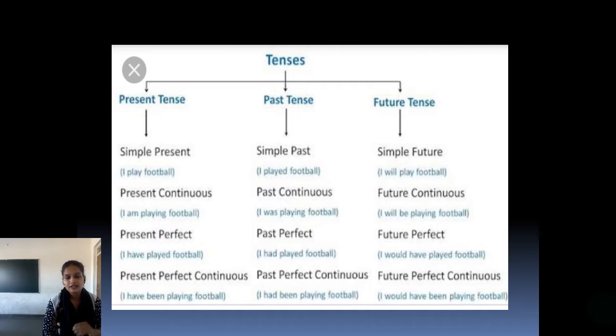Each of these three tenses is divided into four parts. Present tense is divided into simple present, present continuous, present perfect, and present perfect continuous. Past tense is also divided into simple past, past continuous, past perfect, and past perfect continuous. Future tense is also divided into four parts: simple future, future continuous, future perfect, and future perfect continuous. Okay, let us read about the types of tenses now.